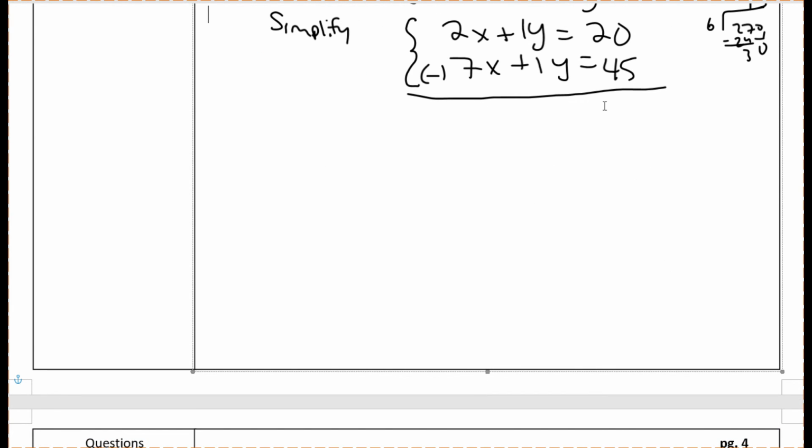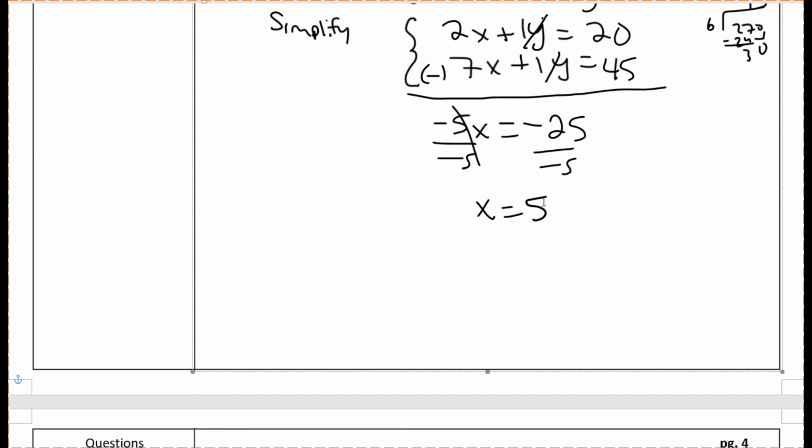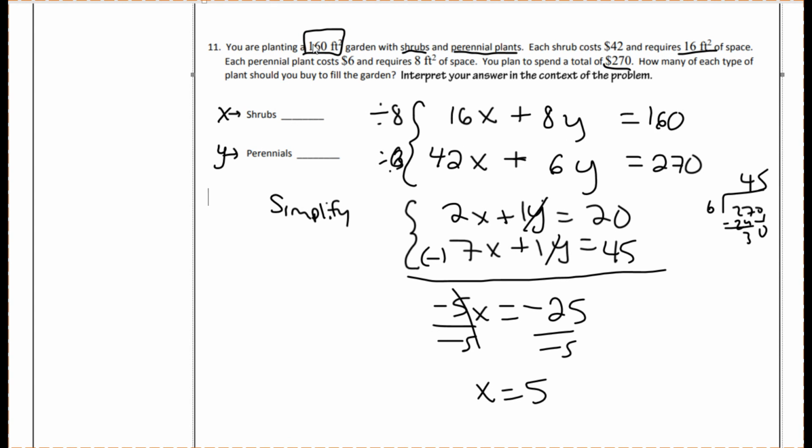So I'm going to go ahead and subtract this equation now, and I get the y's to cancel. So now I got 2 minus 7 is negative 5x, and 20 minus 45 is negative 25. Now I can divide by negative 5 on both sides. I have x is equal to 5. All right, so we got 5 shrubs.